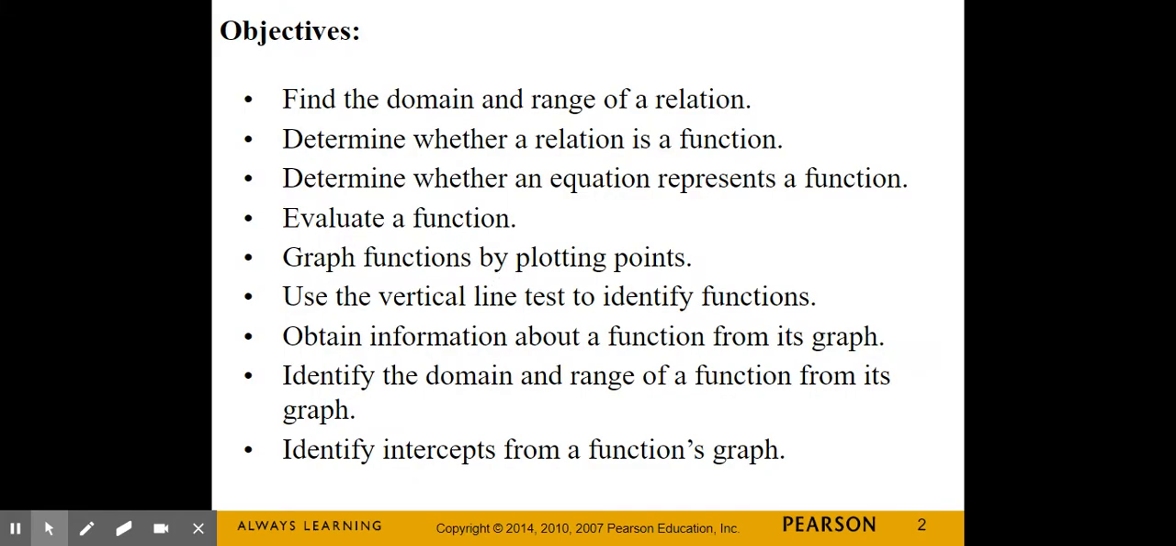All right, so the objectives. We're going to find the domain and range of a relation, determine whether a relation is a function, determine whether an equation represents a function, evaluate a function, graph functions by plotting points, use the vertical line test to identify functions, obtain information about a function from its graph, identify the domain and range of a function from its graph, and identify intercepts from a function's graph. Sounds like a lot. It is a lot because that was probably a full chapter in Algebra 2, but we're going to condense it into one lesson. Again, this is a lot of review.